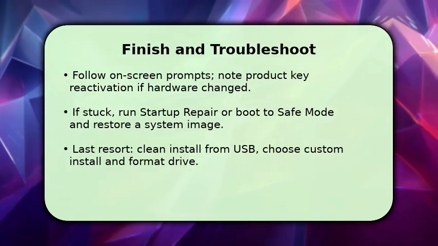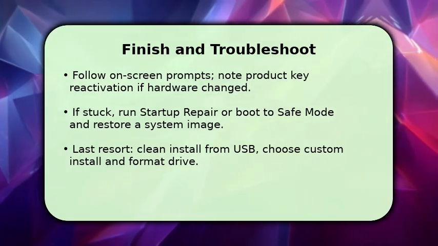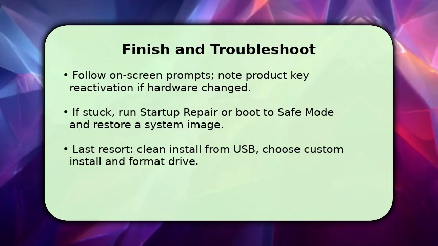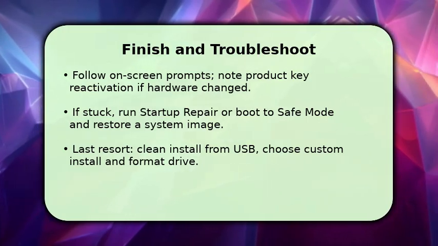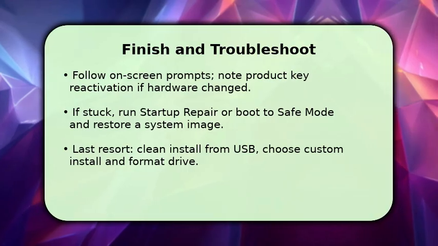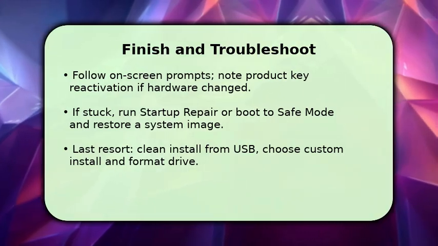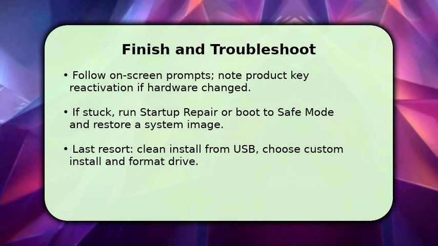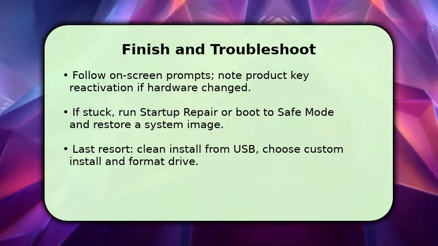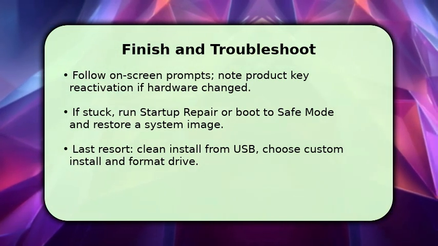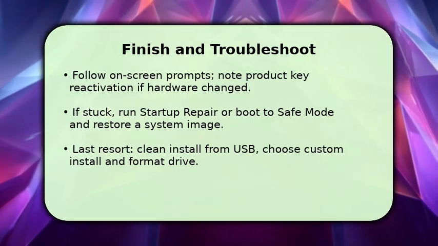If something goes wrong, use Startup Repair from Advanced Startup or boot into Safe Mode to undo recent changes, then restore a previously created system image. If all else fails, perform a clean install from the recovery USB. Choose Custom Install and format the Windows partition, then reinstall drivers and restore your backup.